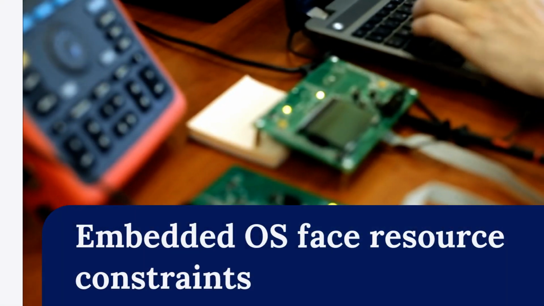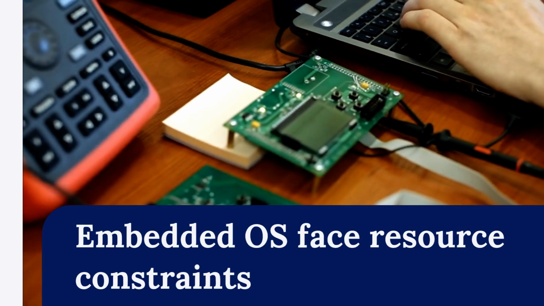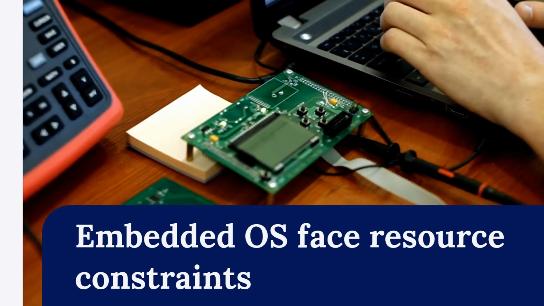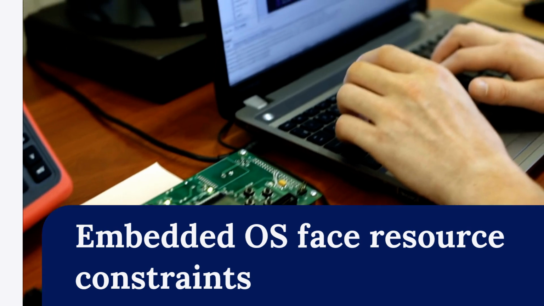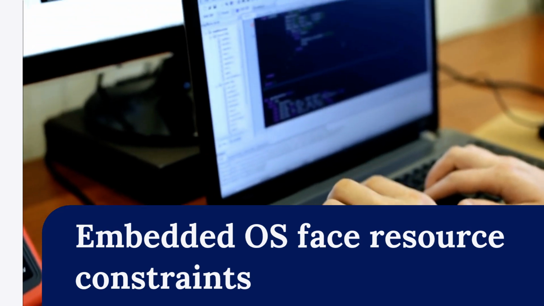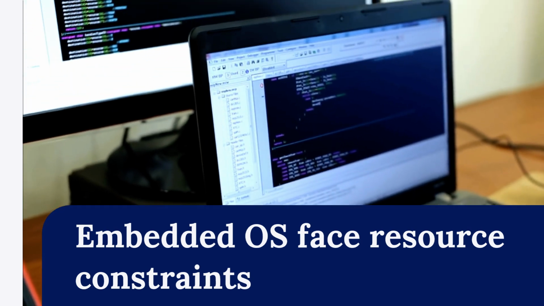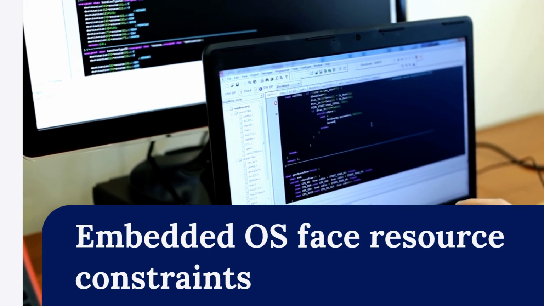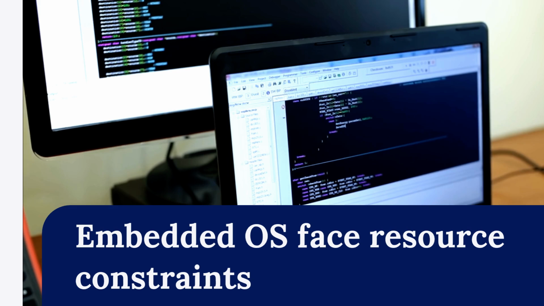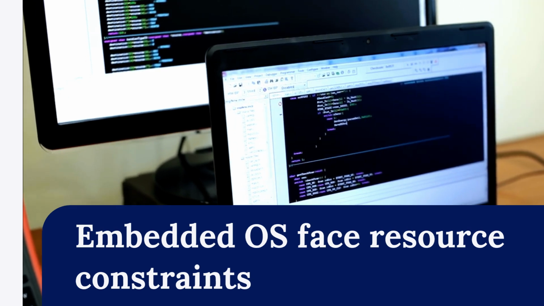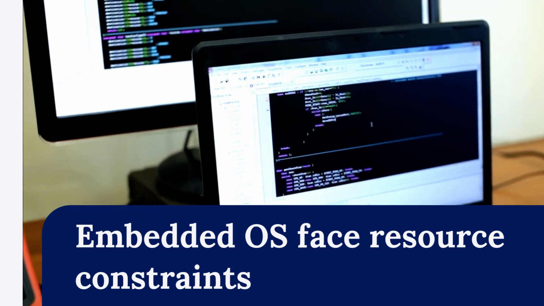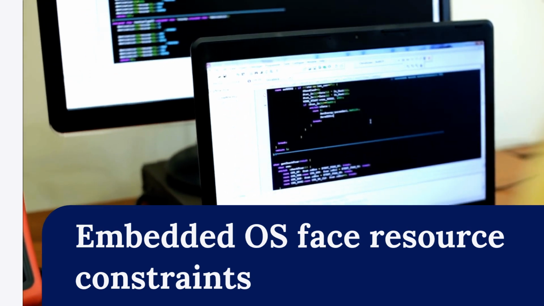Embedded OS run within dedicated devices for specific functions. They face resource constraints like limited RAM and no display. RTOS guarantees precise timing, crucial in critical systems. Embedded Linux is widely used in industrial devices. Windows IoT provides familiar APIs for enterprise teams.